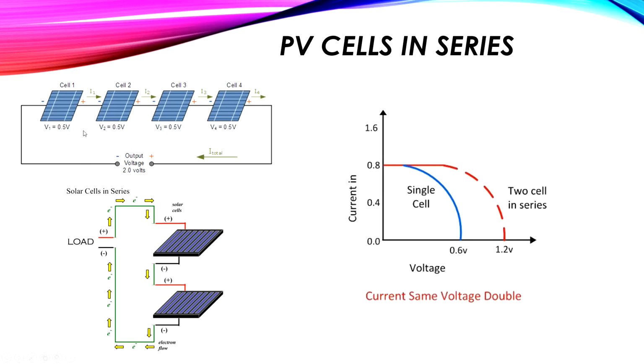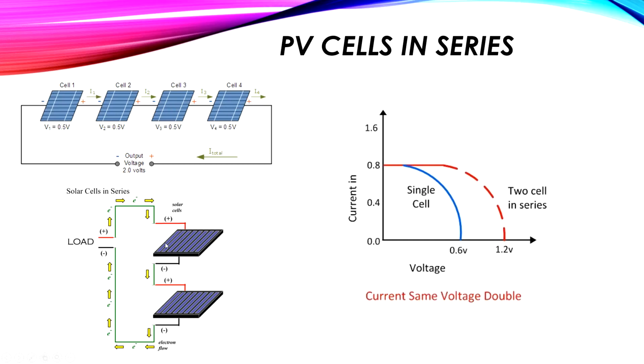Okay, so how do we connect them? The module has two terminals, one which is positive, one which is negative. In order to connect in series, we take the positive and connect it with the negative of the second cell, positive to negative, and so on, until you finally have one positive terminal and one negative terminal.